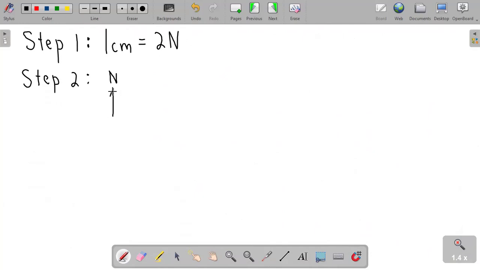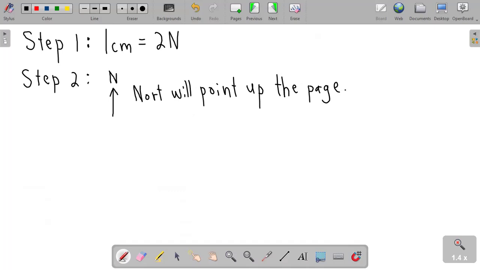So in our case here, north will point up the page. North will point up the page. Up the page. And then step 2. Oh no, step 3.